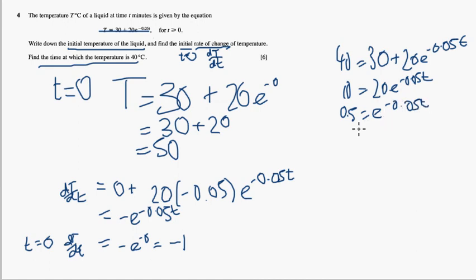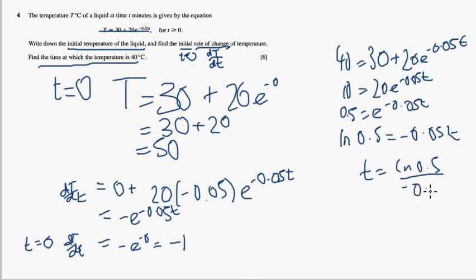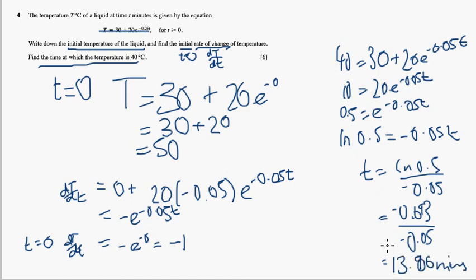Right, now we've simplified it down as far as we can go, but we've still got t up in the tree, as it were, so we need to log it down. Now we're doing log to the base e, so if we take log to the base e of both sides, sometimes written as ln, we get ln 0.5 equals, and this now becomes minus 0.05 t. So t is going to be ln 0.5 divided by minus 0.05. Ln 0.5 comes out at minus 0.693, which means that our final answer is 13.86 minutes.